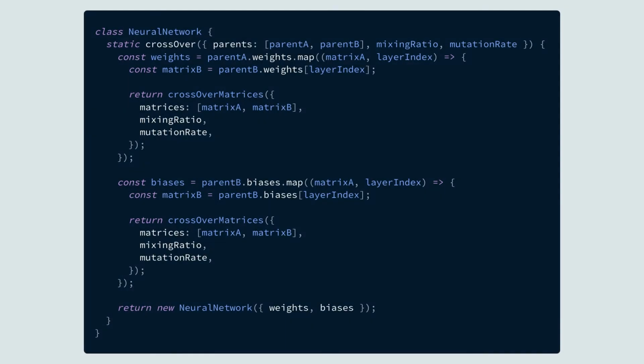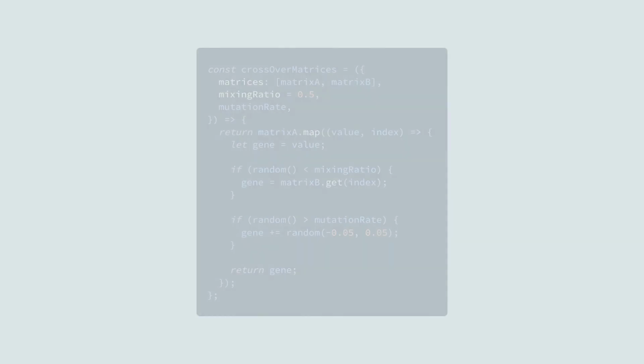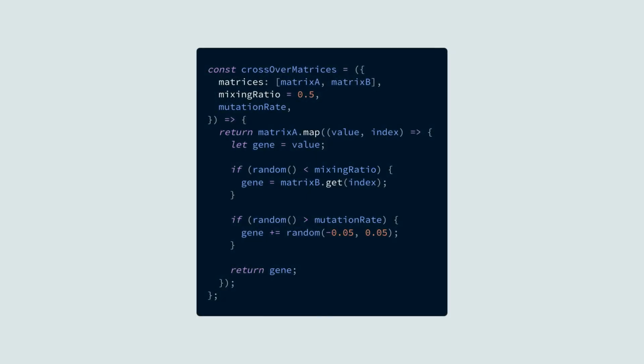In order to cross over the brain, we will simply iterate over all weights and biases vectors and call a function called crossover matrices. This function will take care of this process. So the function will iterate over all the elements of the matrix A and pick a random value. If this value is below the mixing ratio, the gene will be the value from matrix B. Last thing to do is to pick another random value, and if it is above the mutation rate, the gene value will be shifted a little bit so we can discover new solutions.